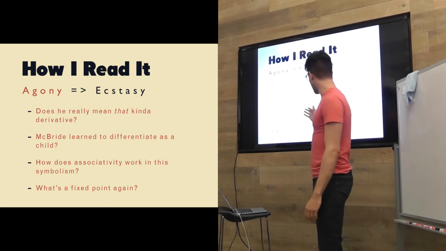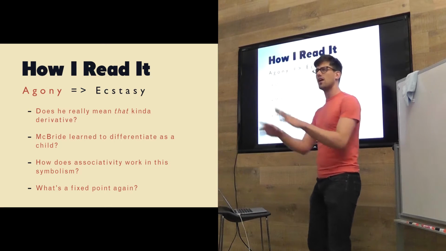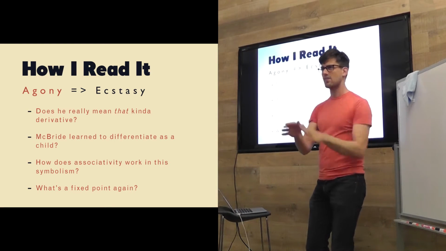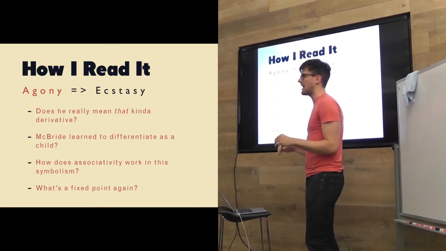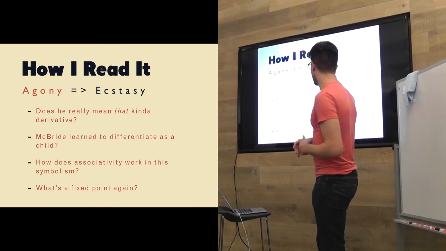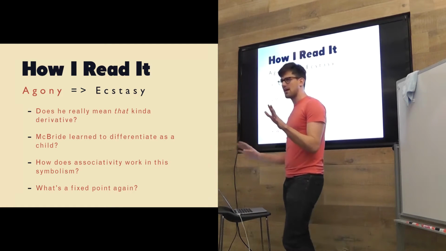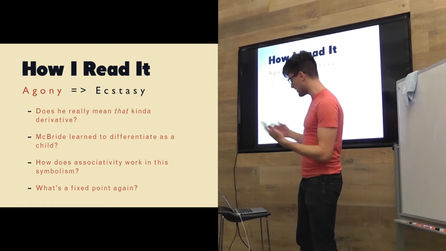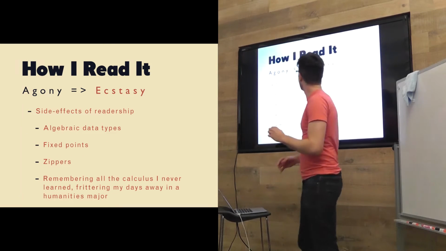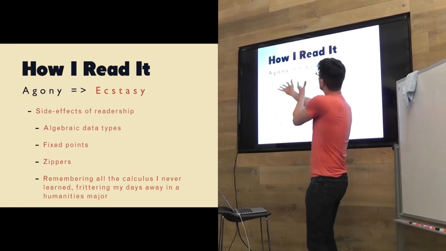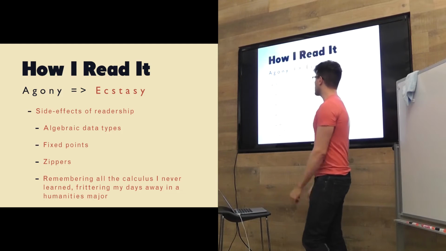Also, I kept forgetting how associativity worked in the symbolism, so I was like, wait, is that equal sign grouped with that? So that took me a little while, but once I got it, I think I'm doing it right. It made it a lot easier, and finally I was like, wait, what's a fixed point again? So about 50% of the time spent preparing this presentation, I was on the fixed point Wikipedia page. But then it really moved from agony to ecstasy, because I started learning these things.